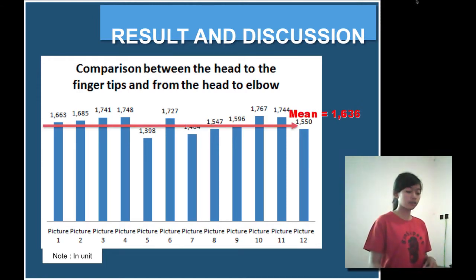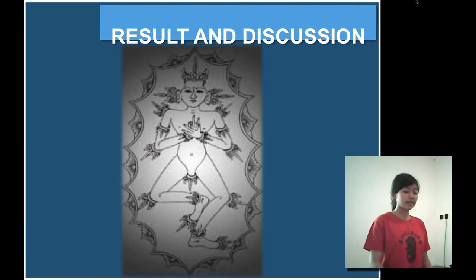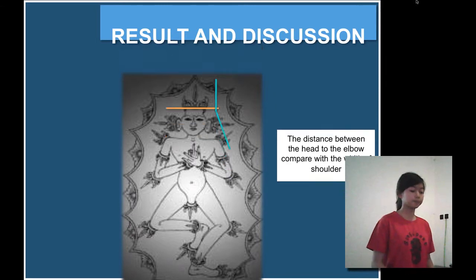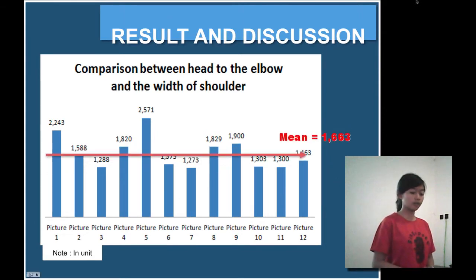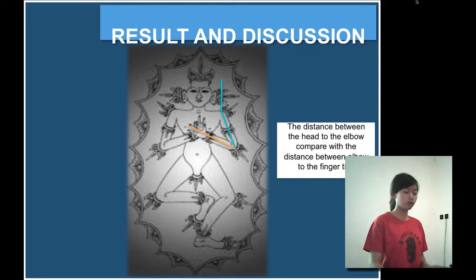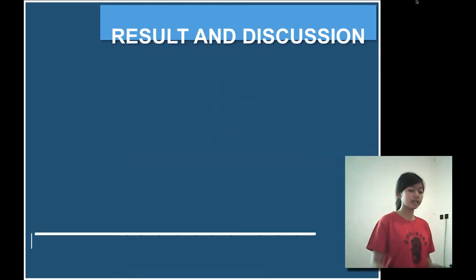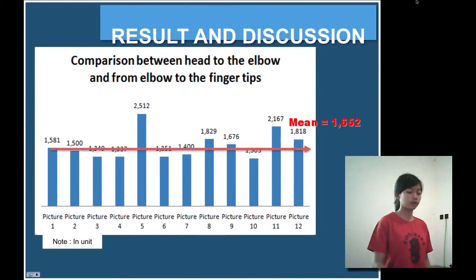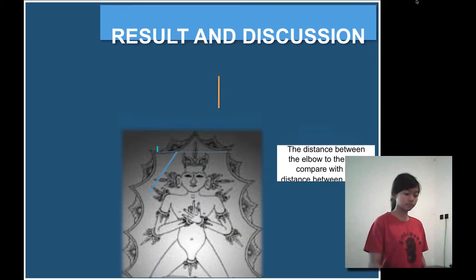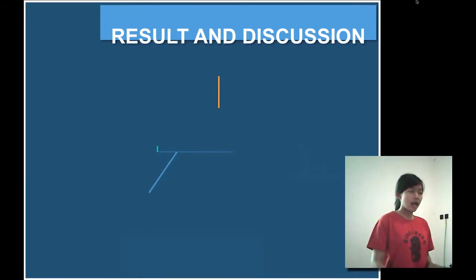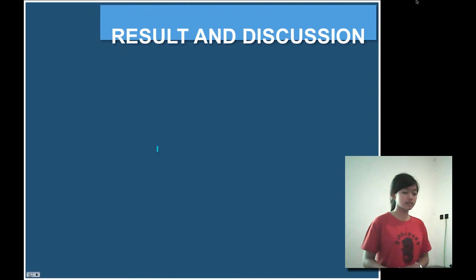The second comparison: the distance between the head and the elbow compared with the width of the shoulder. This is their value, and it has a mean of 1.663. The third comparison: the distance between the head and the elbow compared with the distance between the elbow and the fingertips. This is the value of each picture, and it has a mean of 1.652. The fourth comparison: the distance between the elbow and the knee compared with the distance between the head and the shoulder. This is the value of each picture, and it has a mean of 1.661.